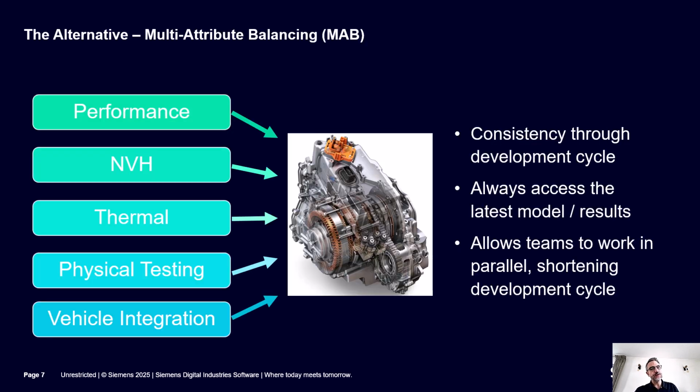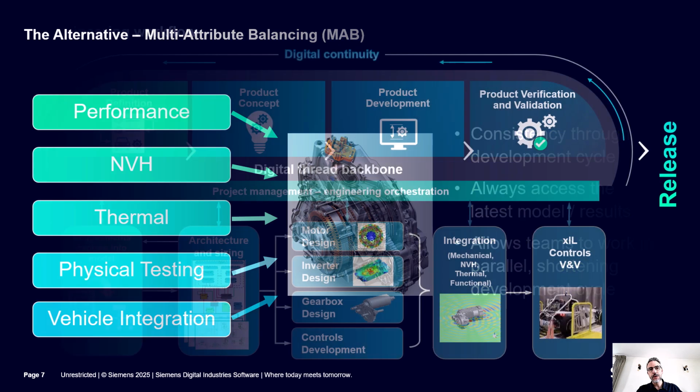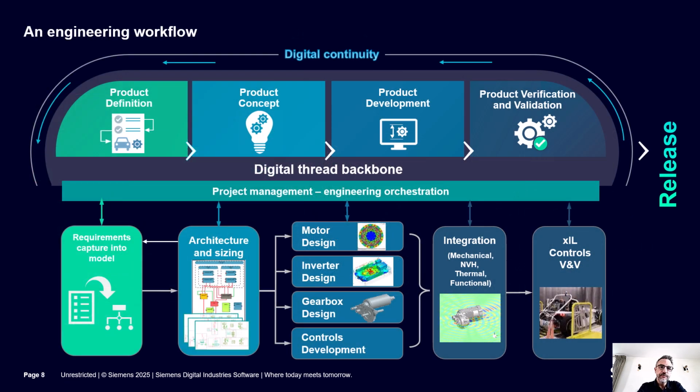What we propose here is an integrated development process or workflow, which allows us to deal with all of these attributes together. The idea is to keep a consistency through the development cycle between these attributes, have the ability to assess each of these performances as early as possible, and allow teams to work in parallel and together, shortening the development cycle overall. This is what we refer to as multi-attribute balancing. We try to give some examples of that.